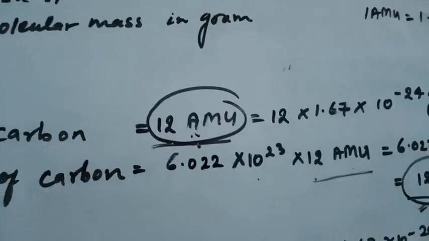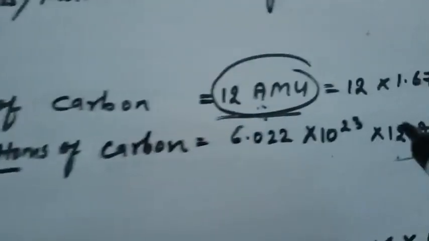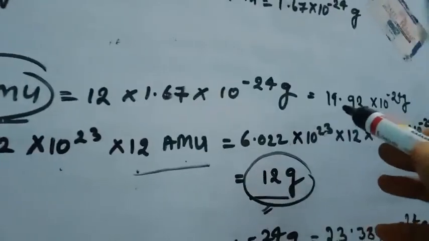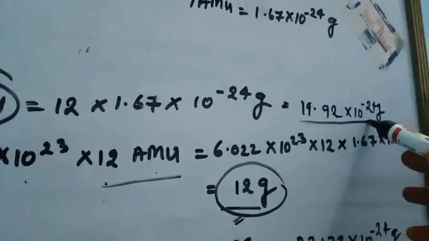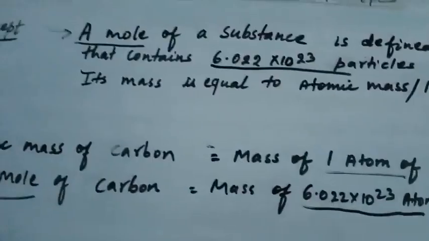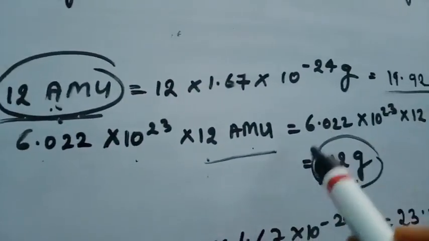So finally we are getting the mass of 1 mole of carbon as 12 gram, and the atomic mass of carbon, you know, is 12 AMU, and we can also calculate its gram atomic mass. Just we have to convert AMU into gram, and we will get the gram atomic mass of carbon also. Here one thing to see: the atomic mass of carbon we are getting is 12 AMU, and the mass of 1 mole of carbon we are getting is 12 grams.